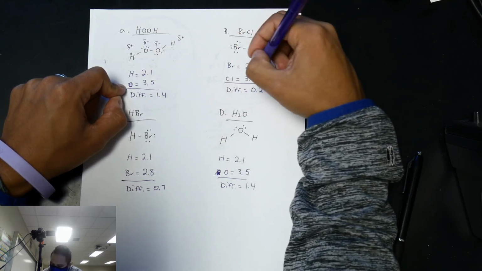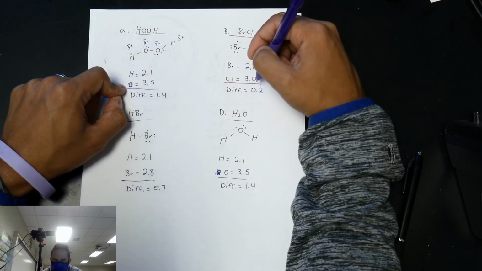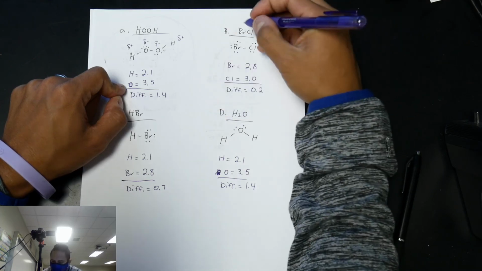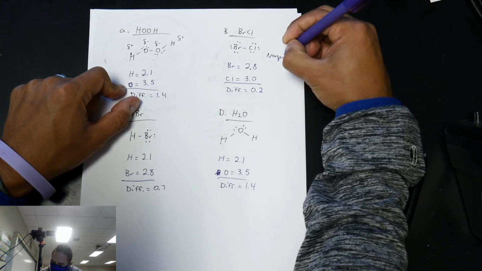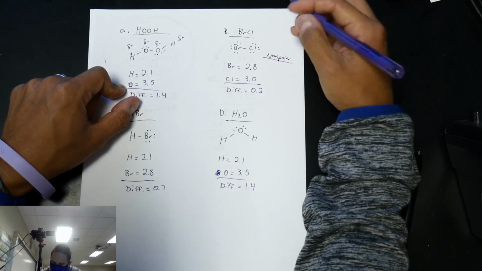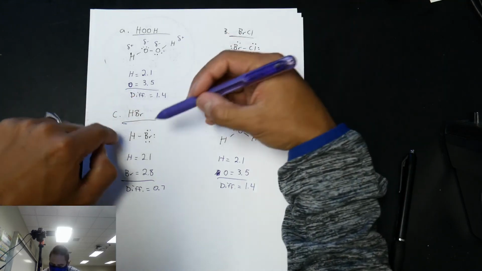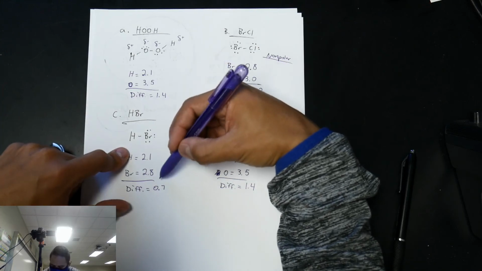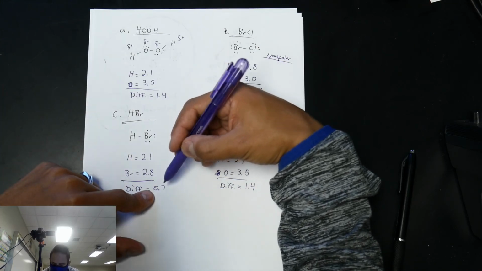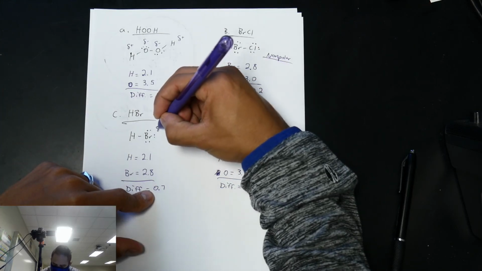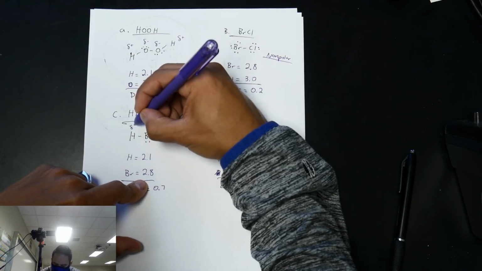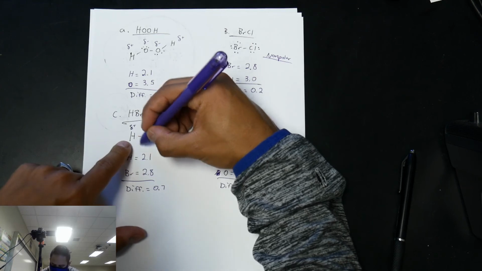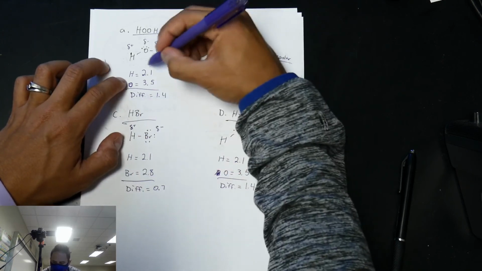For the bromine and the chlorine, a difference of 0.2 falls in the nonpolar range. So this is going to be nonpolar. Okay, so there will be no slightly negatives and positives. For HBr, 0.7 falls into the moderately polar range. So this is going to be slightly negative because it has a larger electronegativity value. This will be slightly positive because it has a lesser electronegativity value. Okay, that's how I got these ones up here.